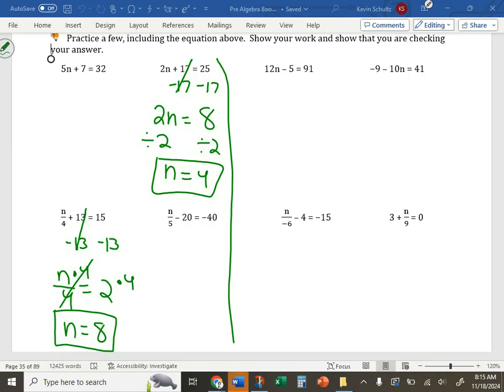Third one, top row. What would your first step be? 12n minus 5 equals 91. In fact, you know what? Why don't you go try it? Okay, 12n minus 5 equals 91. Be thinking opposite operations. Start with that subtraction. Undo it. Show your work. Okay? I want to see everybody doing that so you can practice this.